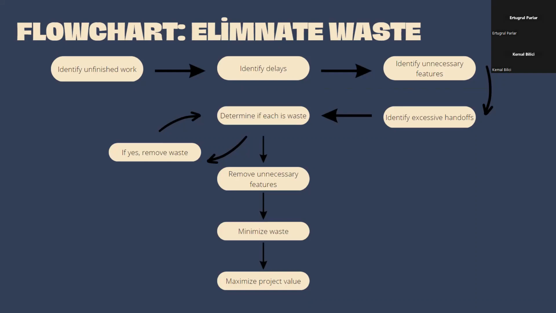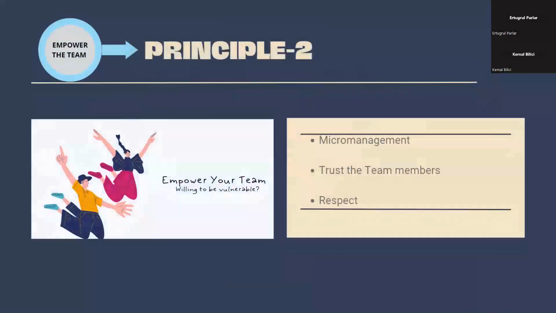And then after that, determining if each is waste is continued by: if there is waste, it goes to remove waste, then goes back to determining if each is waste. If there is no waste, remove unnecessary features. Removing waste means taking action to address and eliminate the identified waste, such as resolving unfinished work promptly. And also, by doing these, minimizing waste and optimizing knowledge work to maximize project value is a great side of that. Now, Ekin will continue with the second principle.